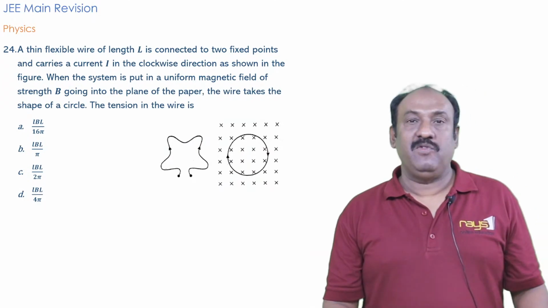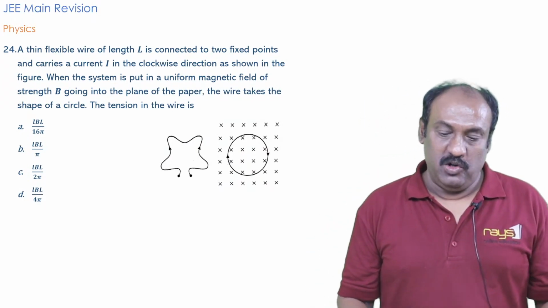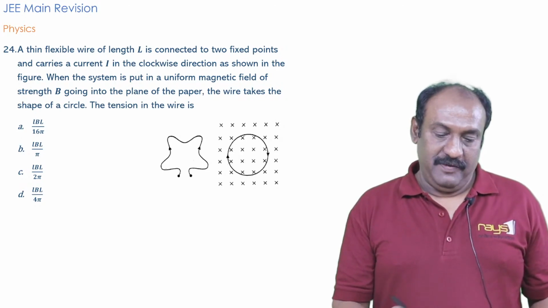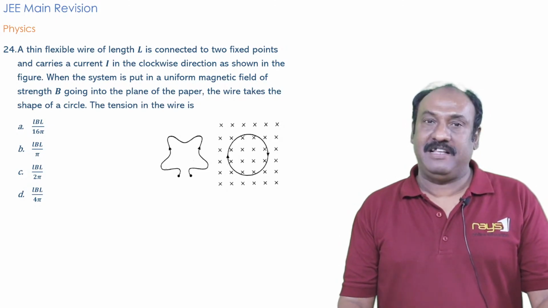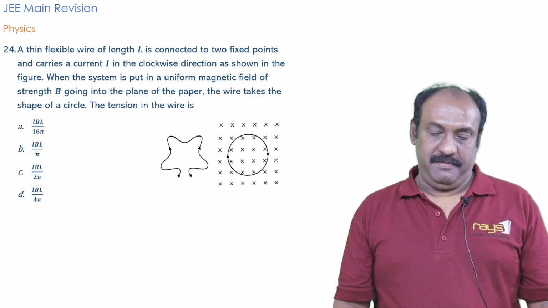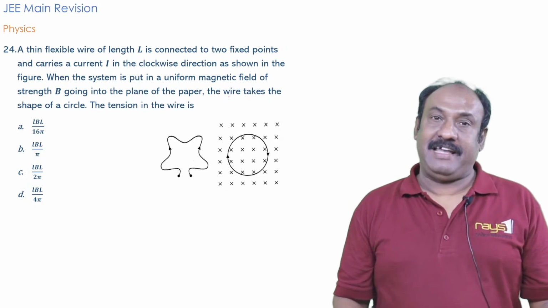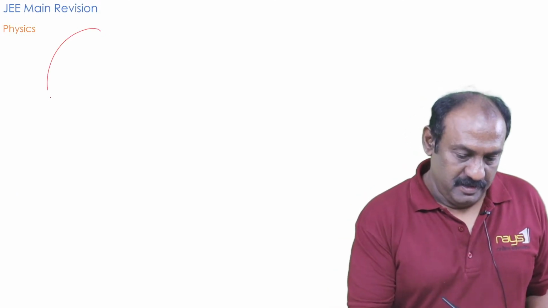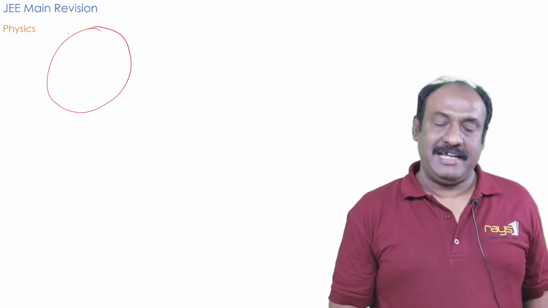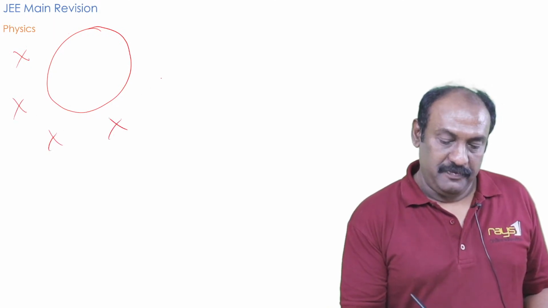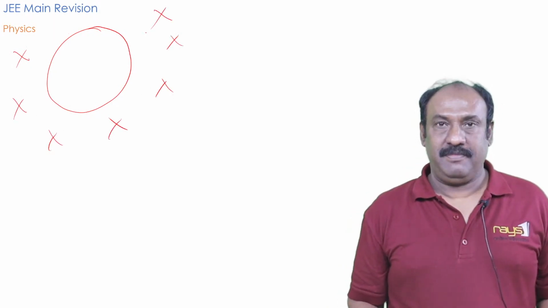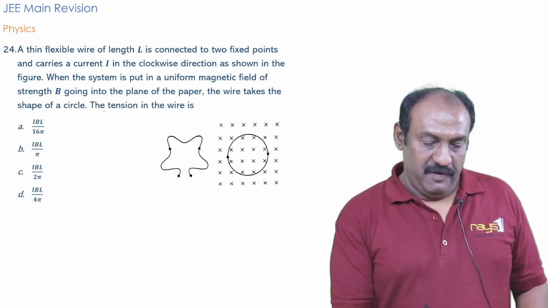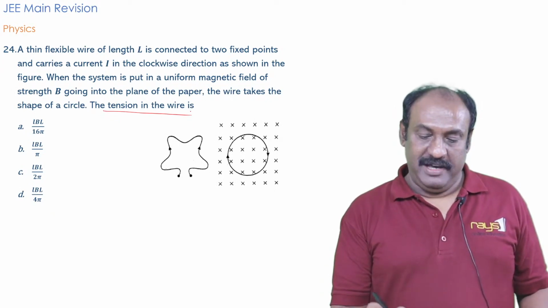A thin flexible wire of length capital L is connected to two fixed points and carries current I in the clockwise direction as shown in the figure. When the system is put in a uniform magnetic field of strength B going into the plane of the paper, then the wire takes the shape of a circle. Then what is the tension in the wire? So, when the wire carries current I and is kept in the uniform magnetic field, it attains a circular shape like this. Now we have to find the tension in the wire.